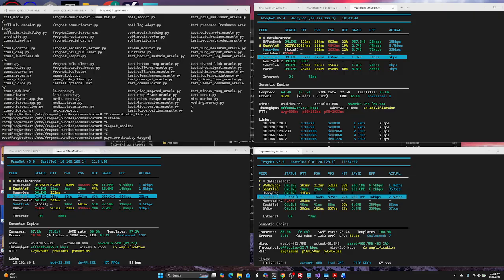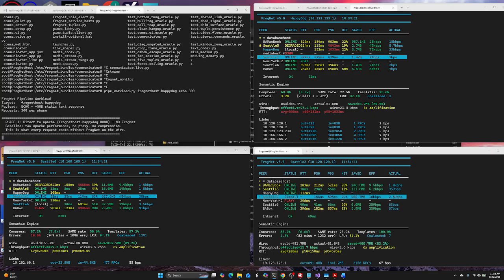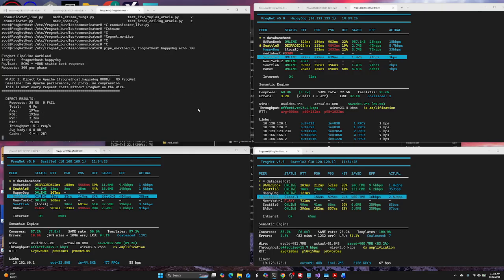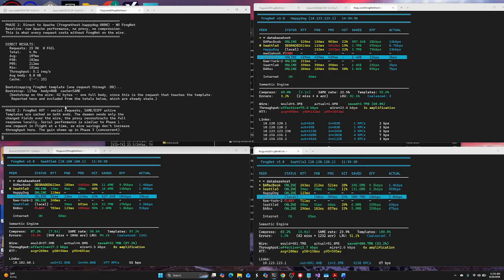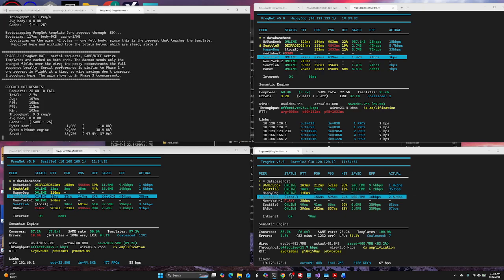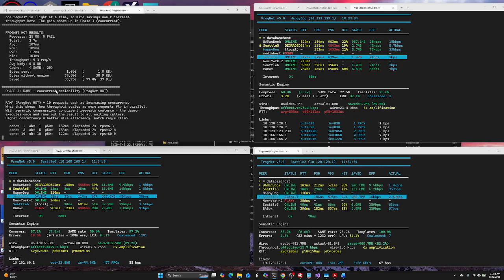So FrogNet host.happydog, and we're going to do an echo test, which is the same diff test. We're going to do 300 of them. And what it's doing here is this one should come back very fast with very high simultaneous counts. We got 5.1 on standard Apache.